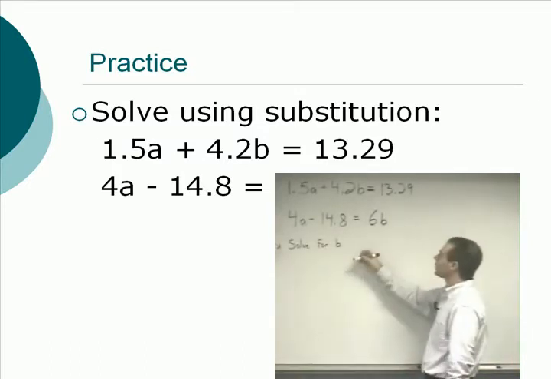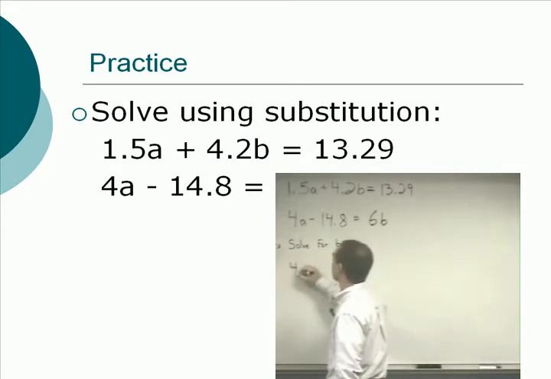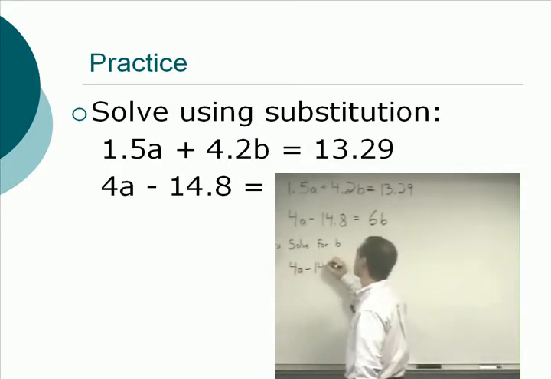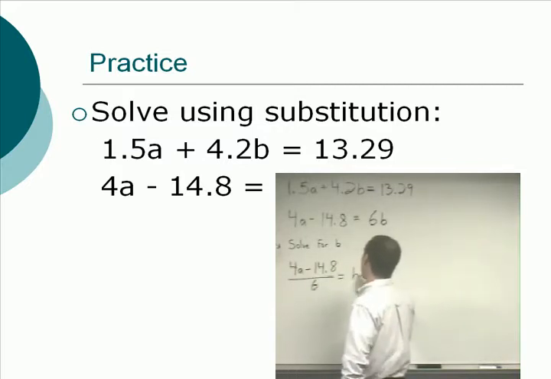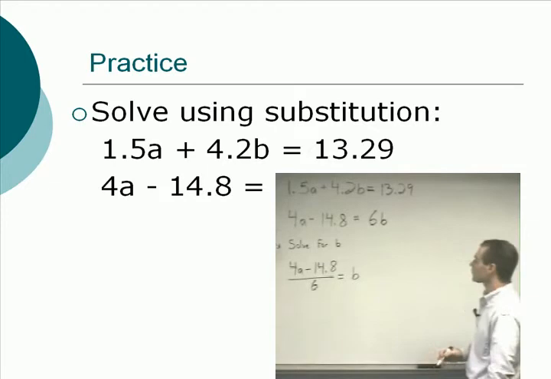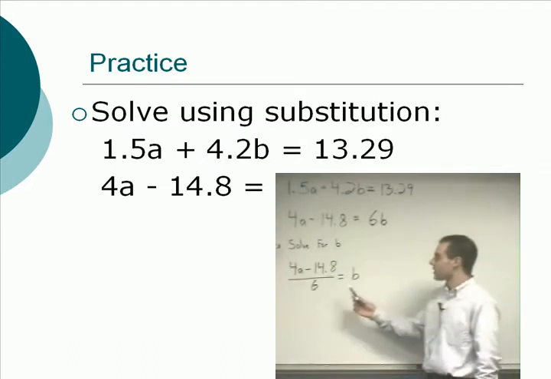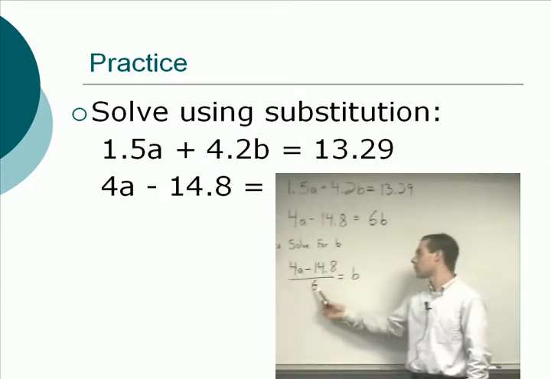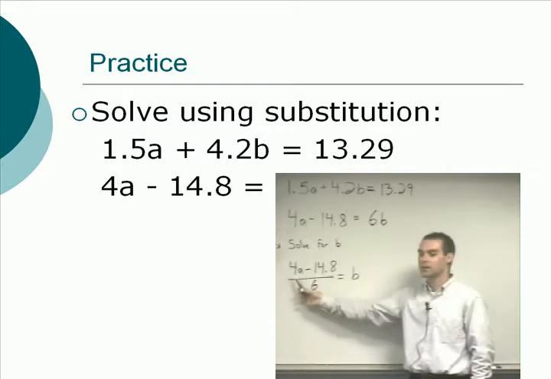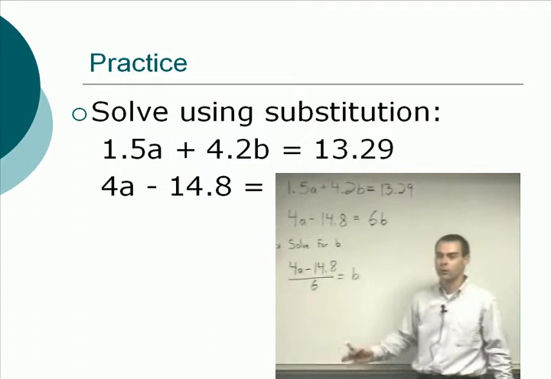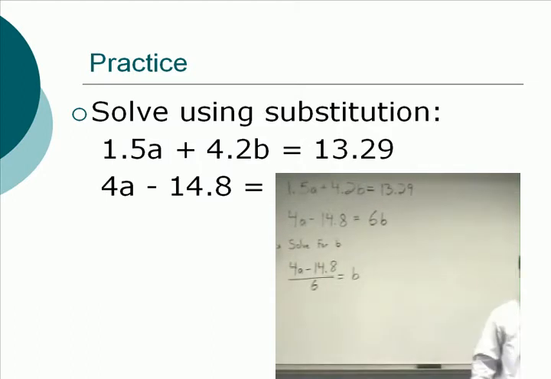Okay, we clearly get 4a minus 14.8 over 6 equals b. Now we're just going to leave it like that. You could divide this out, 4 over 6, but if you do, you're going to get 0.6666666. You've got to round that somewhere. Wham, you've introduced error into your system of equations. We're going to leave it just like that.